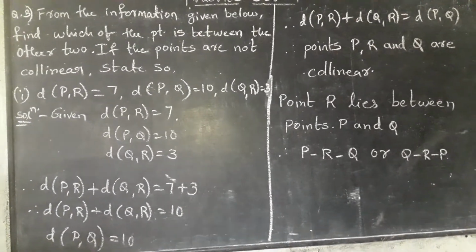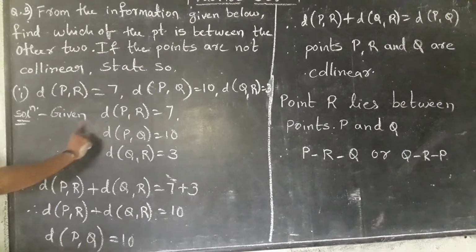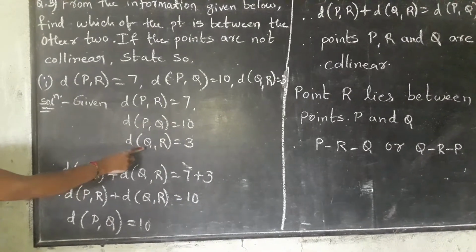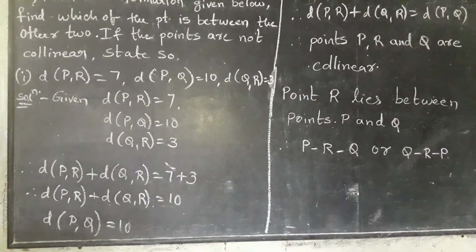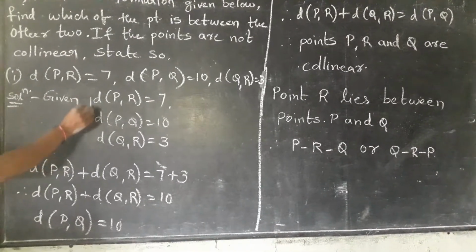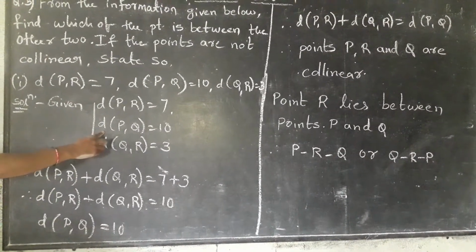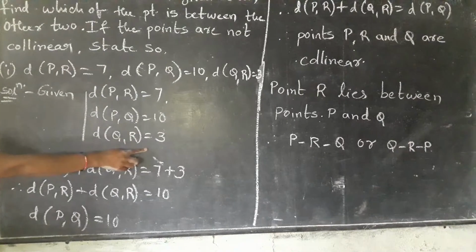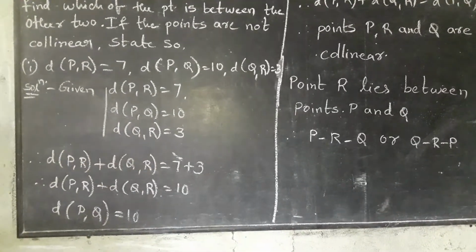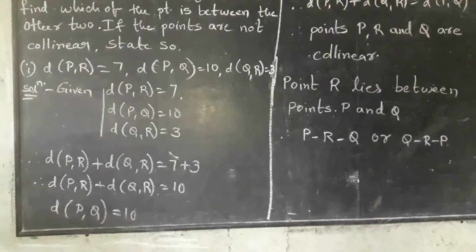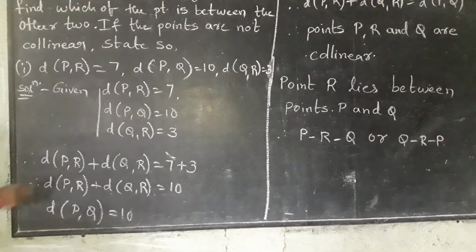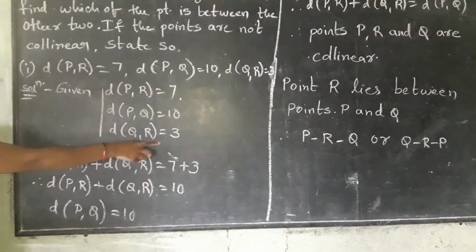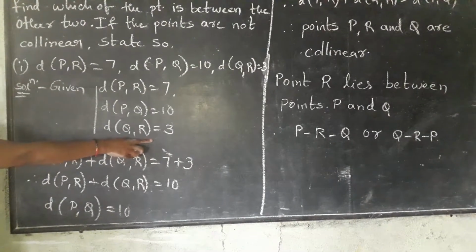To find out this, first see the distance. Given that distance of PR is equal to 7, distance of PQ is equal to 10, and distance of QR is equal to 3. Now here in these three given distances, see the greater number. Our greater number here it is 10, and see the remaining two numbers. The remaining two numbers are 7 and 3. Check whether the remaining smaller two numbers add up to the greater number. Here distance of PR is 7 and distance of QR is 3. If we add both these two, here we get 10.